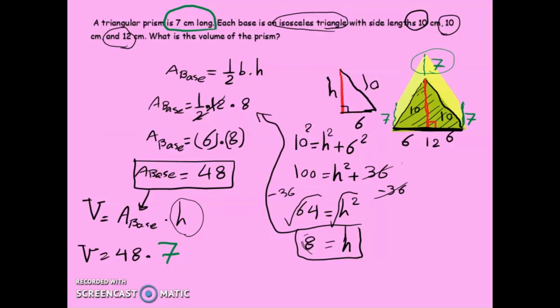Therefore, the volume is 48 times 7, which would be 336. You multiply these two together, and it is 336. What's the unit? The unit is centimeter. All the units are in centimeter, but volume is always represented by cubed. So therefore, the final value is this. That's it. The volume of the triangular prism is 336 centimeters cubed.